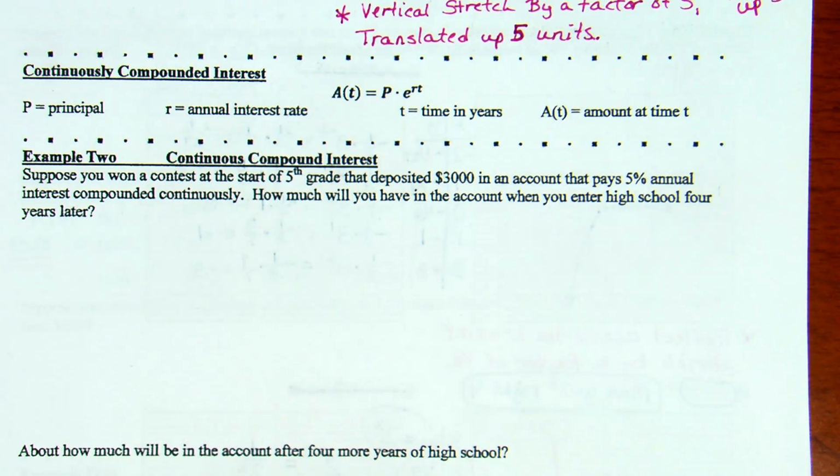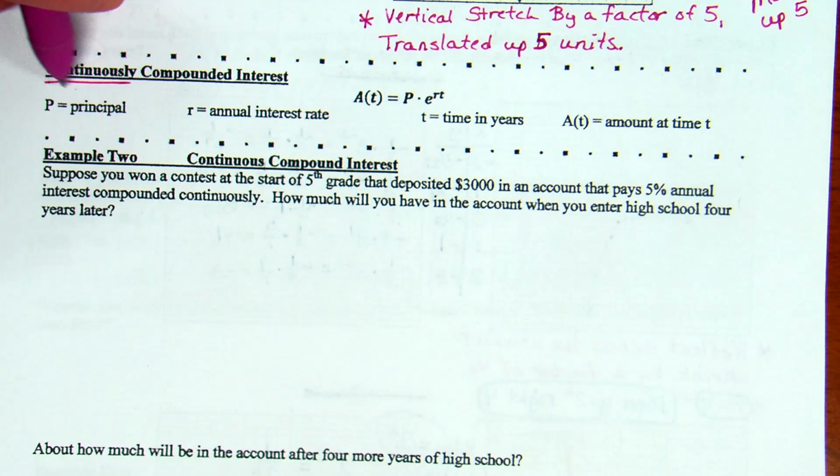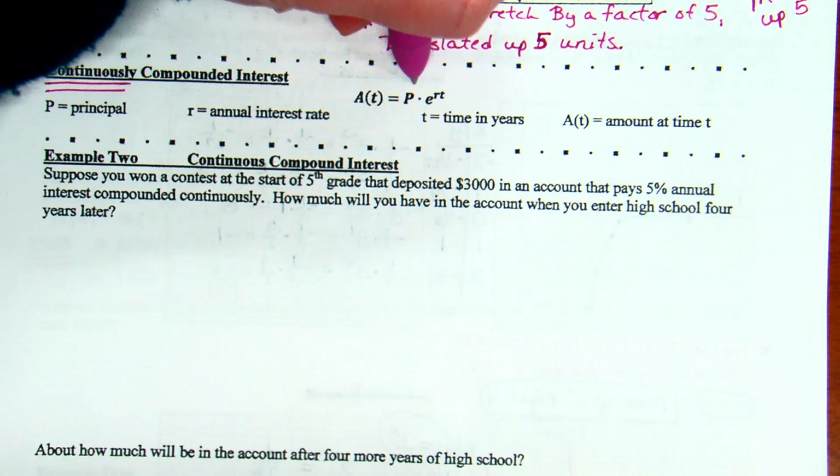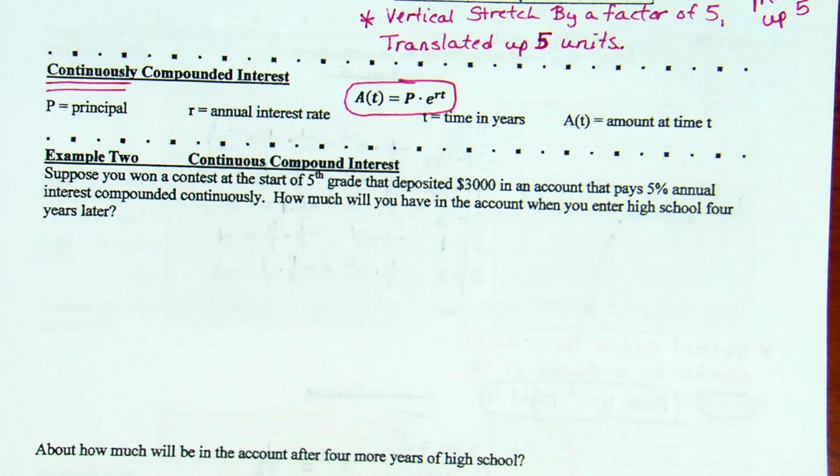Now, we have a different formula, and this is specifically for if interest talks about being continuously compounded. So if you're in a situation where it says that the interest is compounded continuously, you're going to use this equation here, which is A of t equals P times e to the rt.